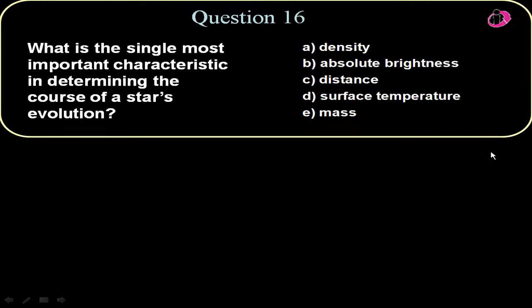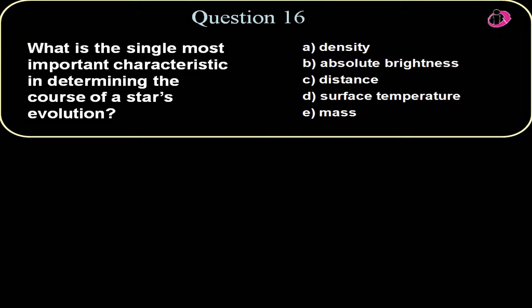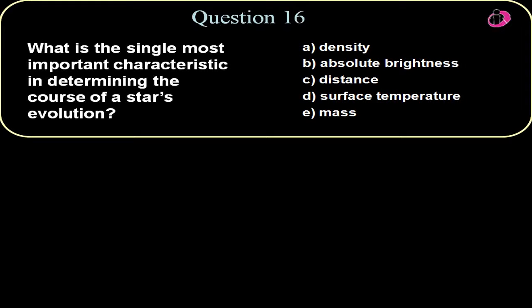Question 16. What is the single most important characteristic in determining the course of a star's evolution? Well, in an HR diagram, as you go on the main sequence, you go to greater mass, and the mass will tell you whether you're going to have a blue giant or a red dwarf or a star like the Sun, yellow in the middle.